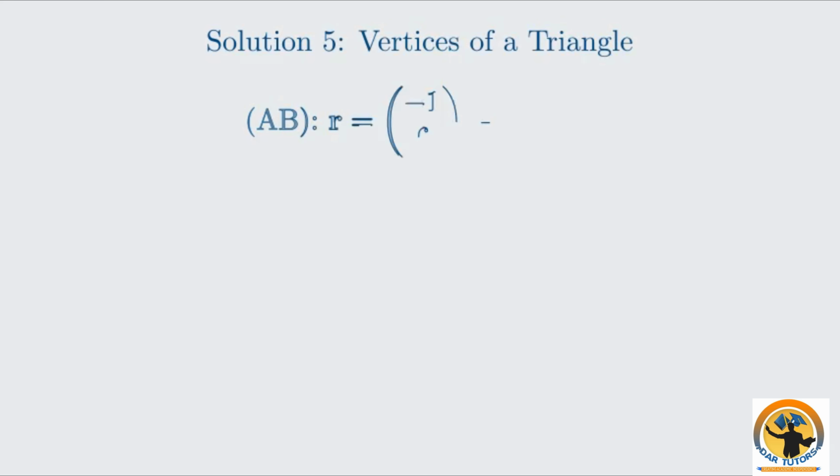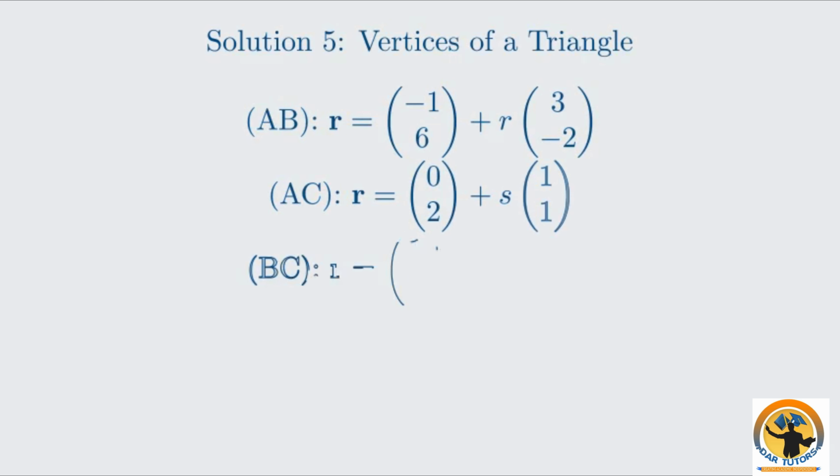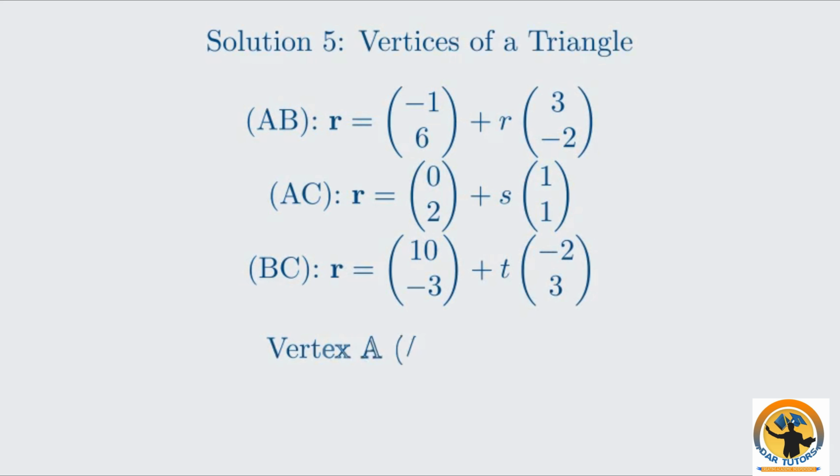Finally, question 5 asks for the vertices of a triangle formed by 3 lines. Each vertex is the intersection of 2 of the lines. We need to solve 3 systems of equations. Vertex A is the intersection of lines AB and AC.